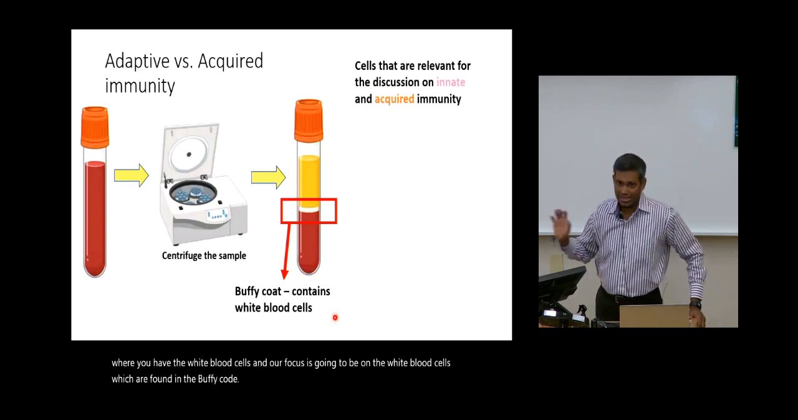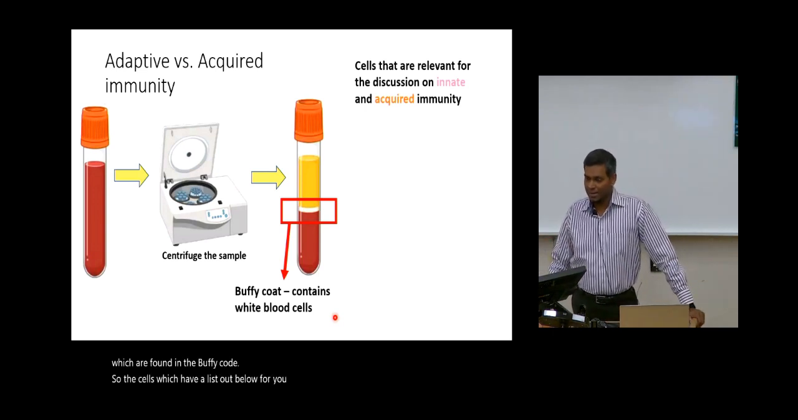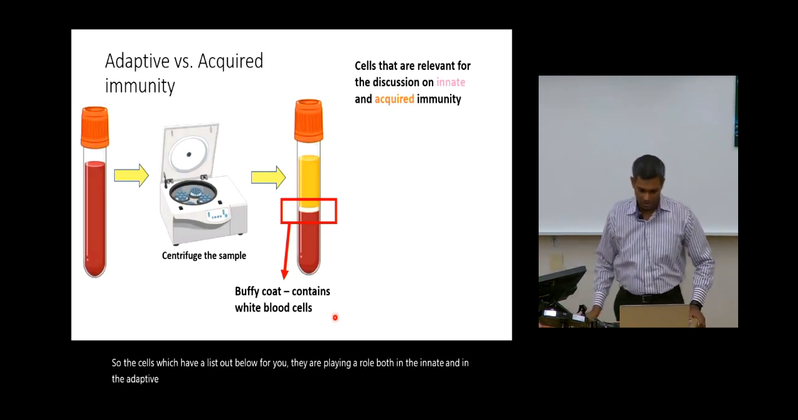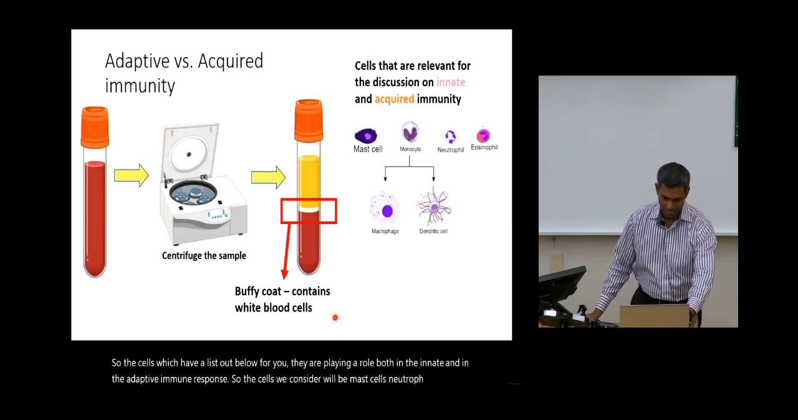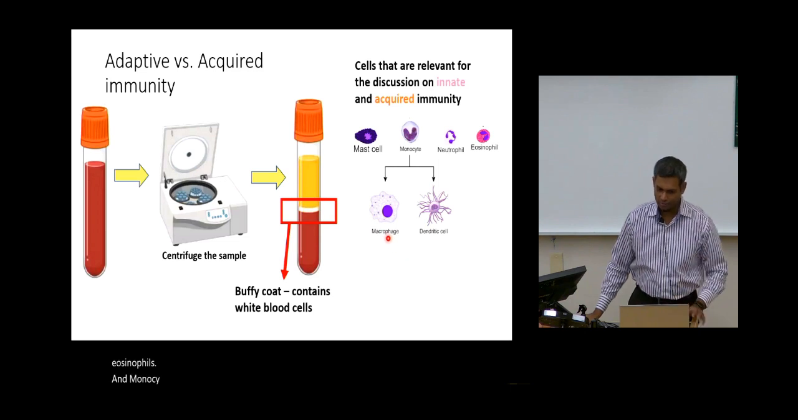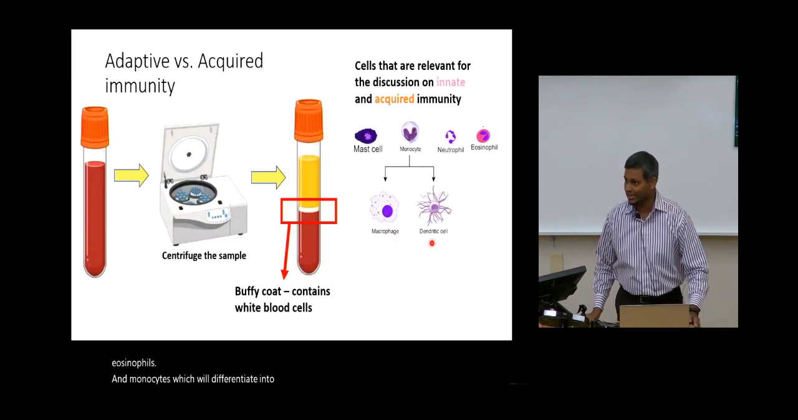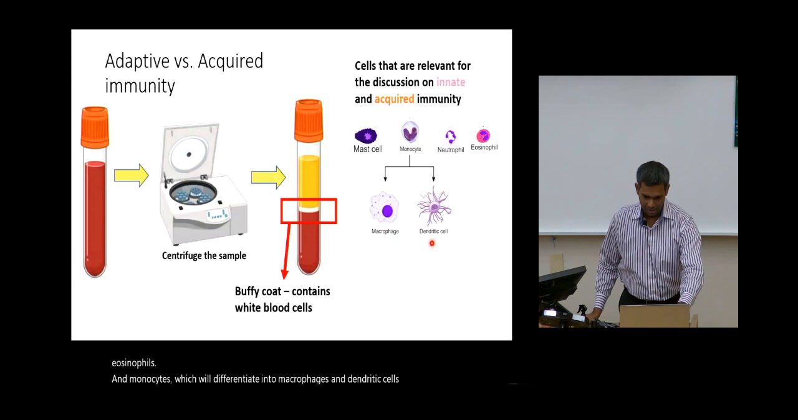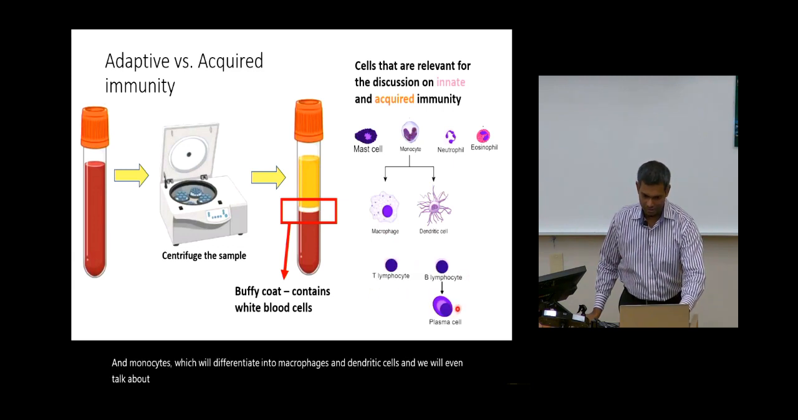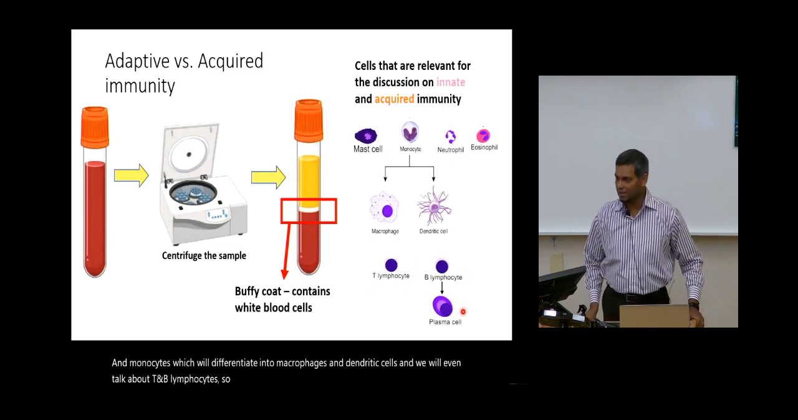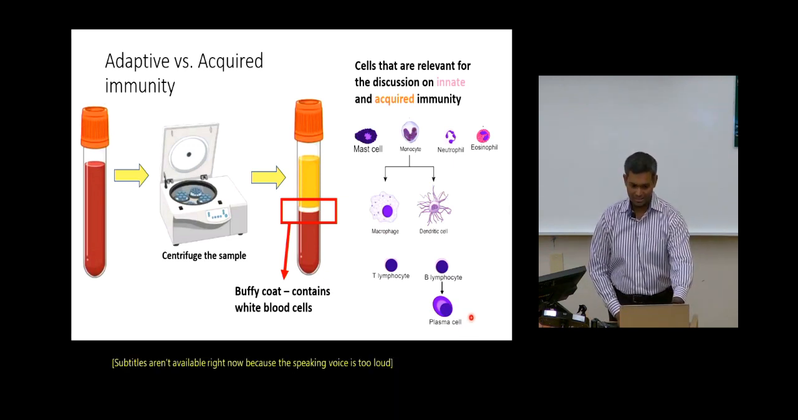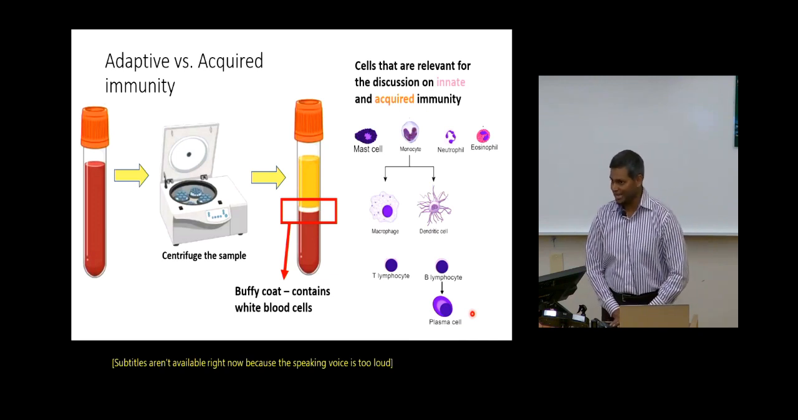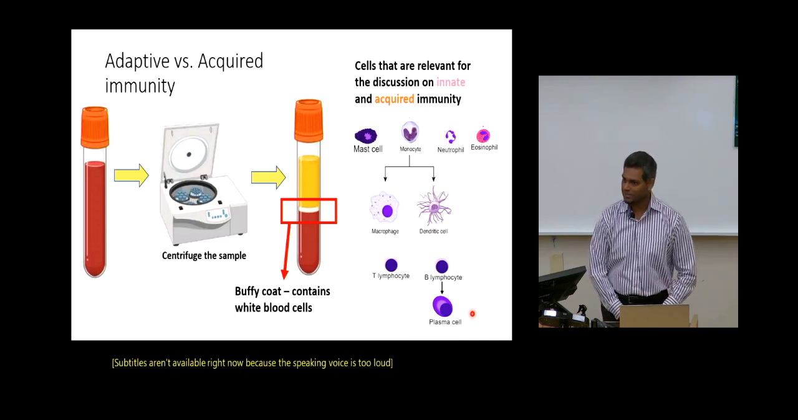So the cells which I will list out below for you are playing a role both in the innate and in the adaptive immune response. So the cells we consider will be mast cells, neutrophils, eosinophils, and monocytes, which will differentiate into macrophages and dendritic cells. And we'll even talk about T and B lymphocytes. So we will see how these B lymphocytes can differentiate into these plasma cells, and these plasma cells can produce antibodies which will target specific antigens.